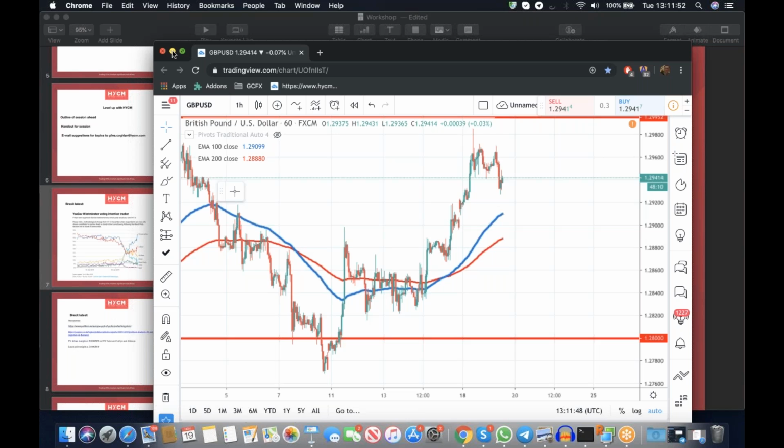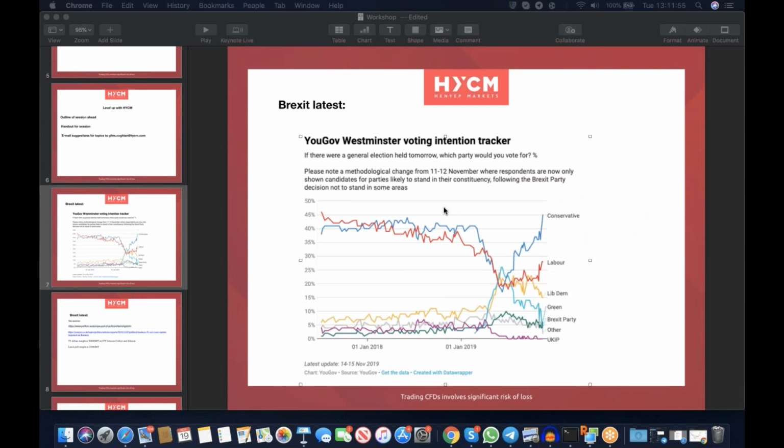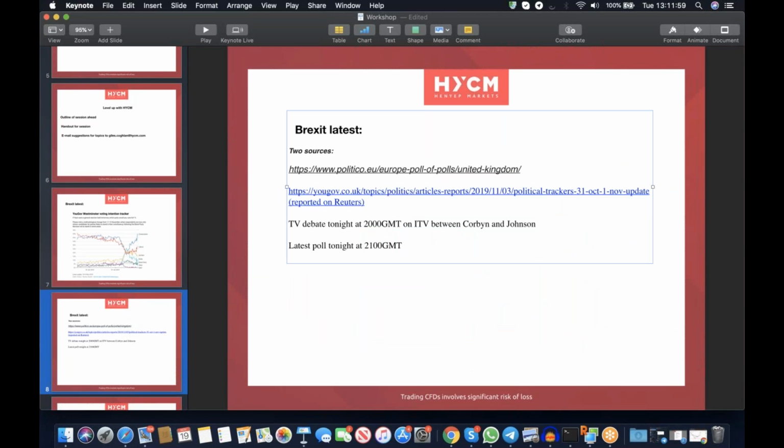Now, what's key for tonight is we have some event risk, and the event risk tonight is this. There is a television debate tonight. It's the first one. It's on UK terrestrial television, ITV, and it's between Jeremy Corbyn and PM Boris Johnson, which will be at 8 o'clock. So notice that the latest YouGov poll is 1 hour after the TV debate tonight.